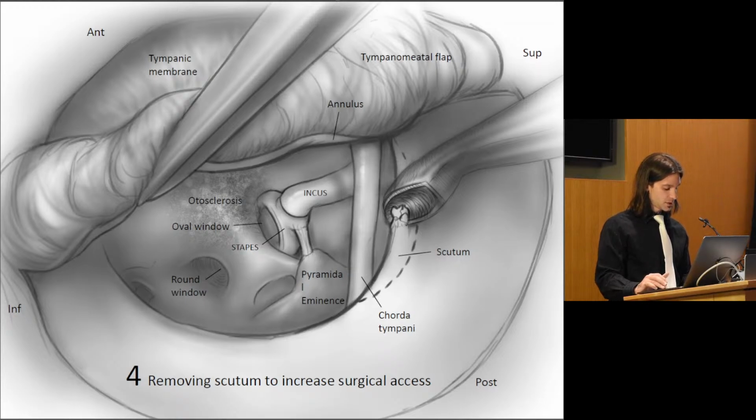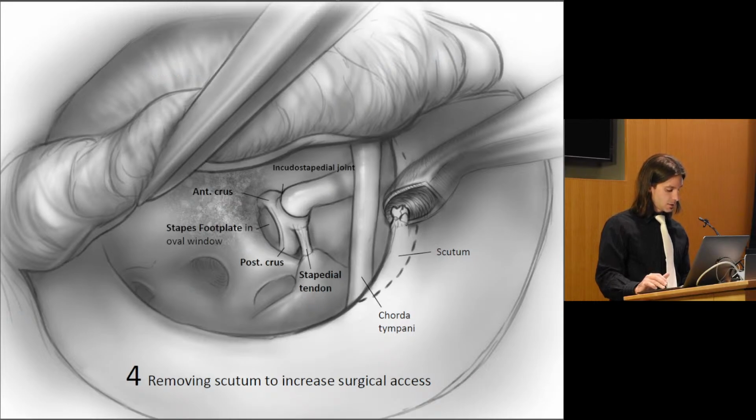The chorda tympani is a branch of the facial nerve lateral to the incus, and care is taken to not damage this nerve. A curette is then used to remove the scutum to increase surgical access, although this is not always necessary with an endoscope. Labels in bold will subsequently be divided to remove the stapes superstructure.